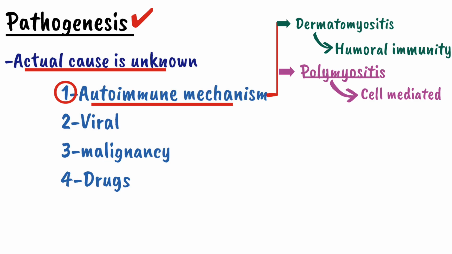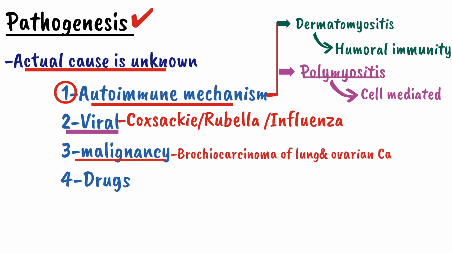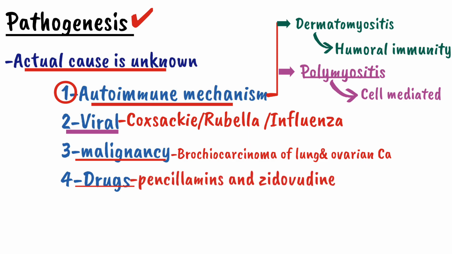Other than autoimmunity, these diseases can also be caused by viruses such as Coxsackie, rubella, and influenza virus. These diseases are also associated with malignancy such as bronchogenic carcinoma of lung and ovarian carcinoma. But remember that malignancy is most commonly associated with dermatomyositis. Apart from these, certain drugs also cause dermatomyositis and polymyositis, predominantly penicillamine and zidovudine. Zidovudine is an antiviral drug.